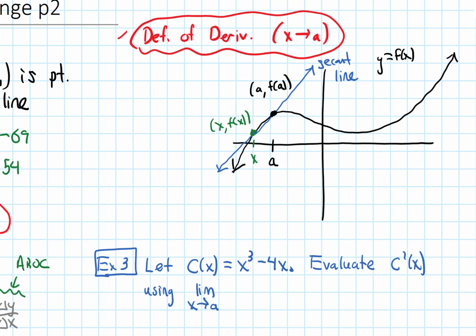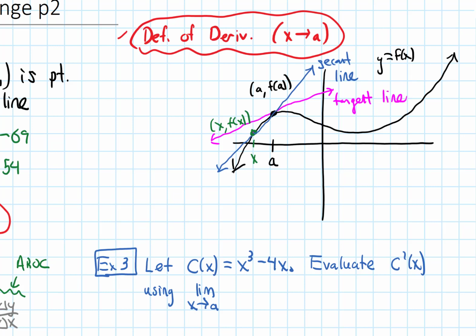Now, if we take this point on the graph, x comma f of x, and move it closer and closer to the point where the x coordinate is a, the secant line will become the tangent line. So let me draw a tangent line. The line that I draw has to match how steep the graph is at that point. It looks like it'll be something like this. That is our tangent line.